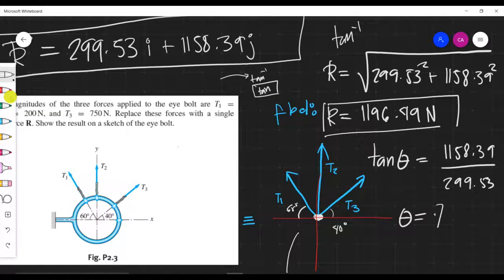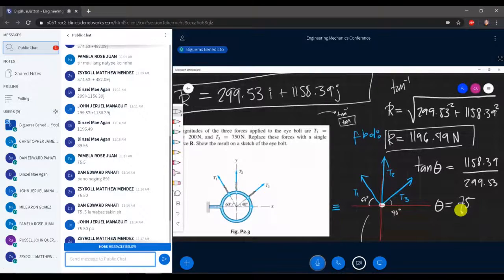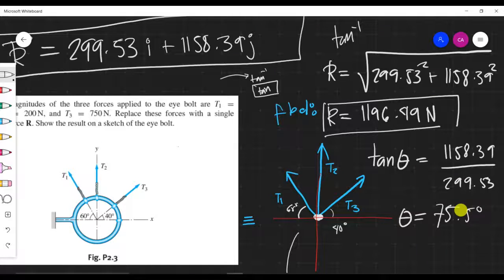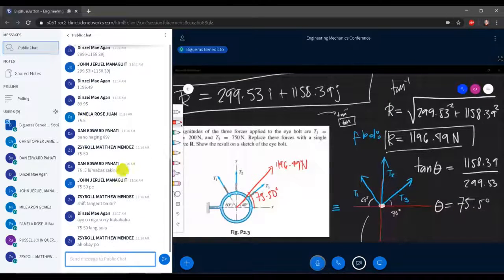So, 75.5 degrees pala. So, ulitin natin yung drawing, no? Medyo malayo pala siya pag ganito. So, 1196.49, may angle na 75.5 degree. So, parang ganyan. Alright? So, I think you get naman, nagets nyo naman. Oo nga, sorry. Okay lang. Next naman tayo.